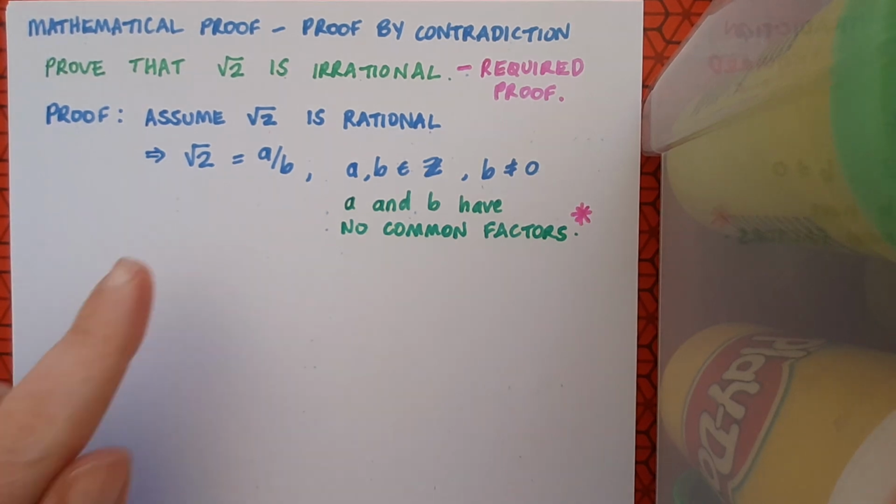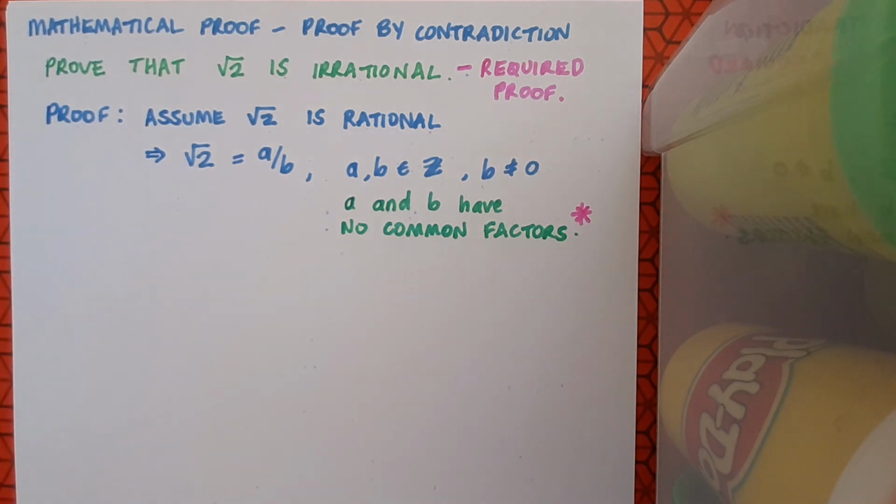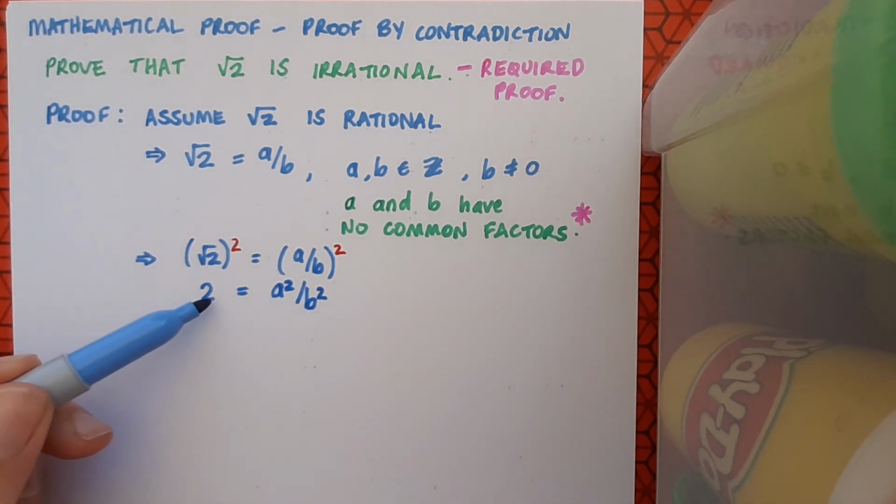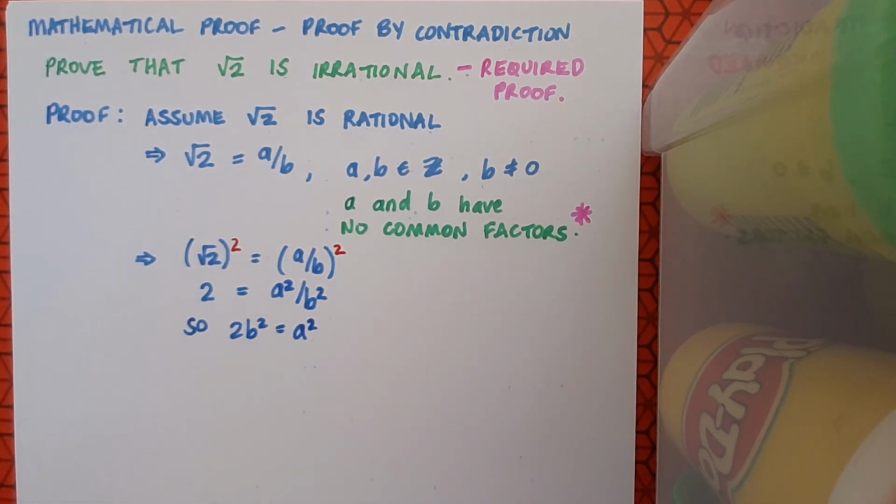Then we start to mess around with this equation. If root 2 equals a over b, we could square both sides, and this would give us 2 equals a squared over b squared. We could move things around a little bit more, bringing the b squared up here and multiplying it by the 2. So we could say that 2b squared equals a squared. This means that a squared must be an even number since it's twice something else. So we'll state that a squared is even since it has 2 as a factor.